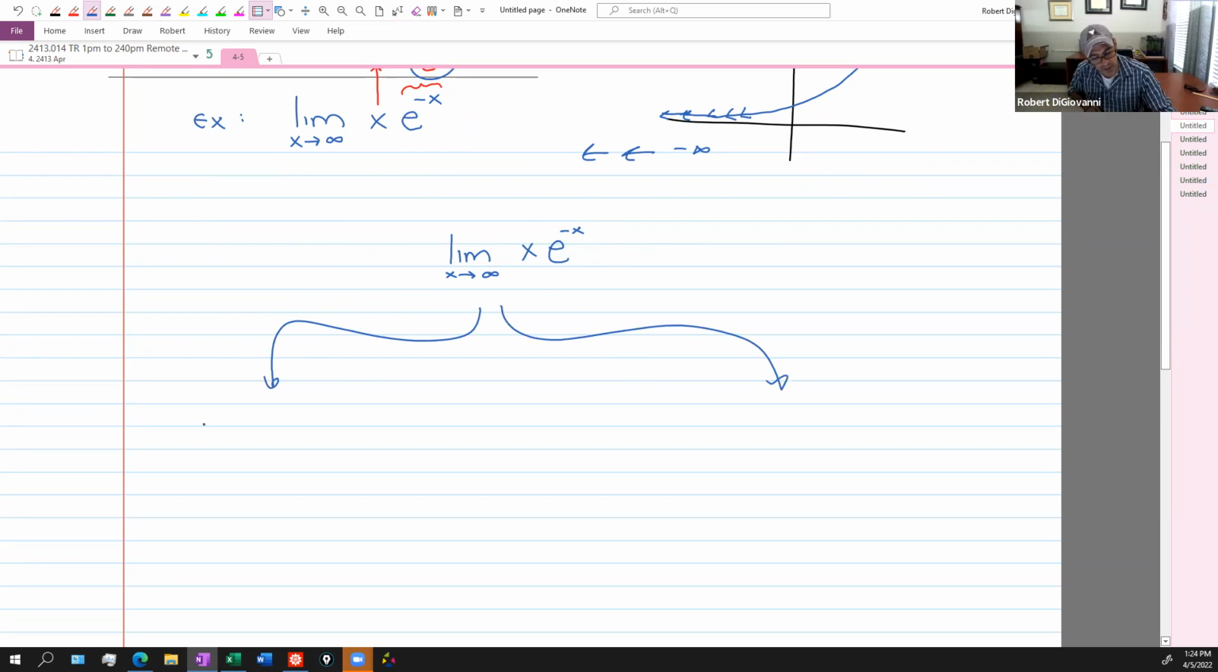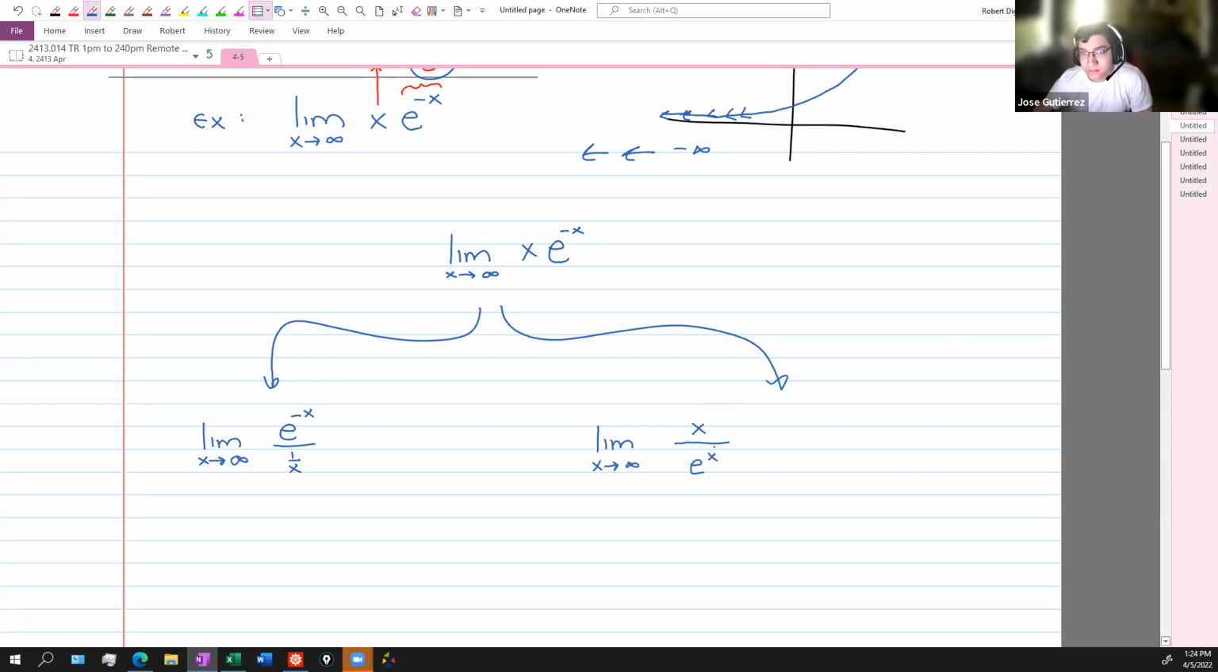One thing I could do is drop the x down, leave the e to the -x on top, and put a 1 over x on the bottom. That's the first option. The other option would be to leave the x on top and move the e to the -x down. So what would it become on the bottom? e to the x. Just e to the x. If you have a negative exponent, can't you drop it down? So isn't putting e to the positive x on the bottom the same as having an e to the -x on the top?